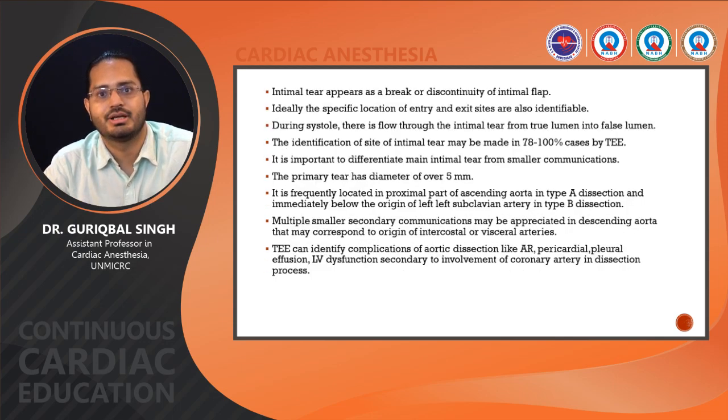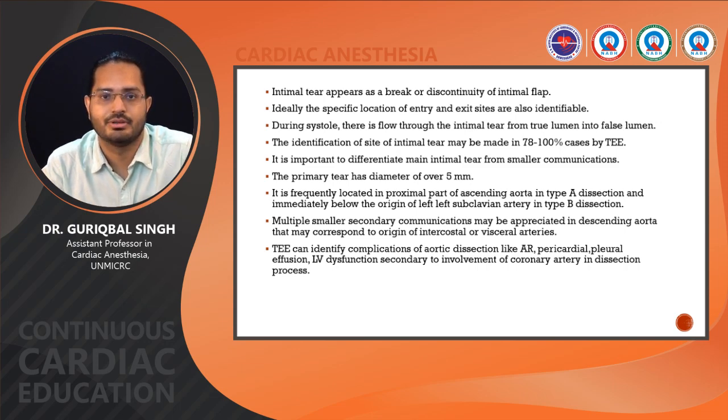Intimal tear will appear as a break of continuity. Ideally, the specific location of entry and exit sites are also identifiable. During systole, there is a flow through the intimal tear from true lumen into false. The identification of site of intimal tear may be made in 78 to 100% cases by TEE.